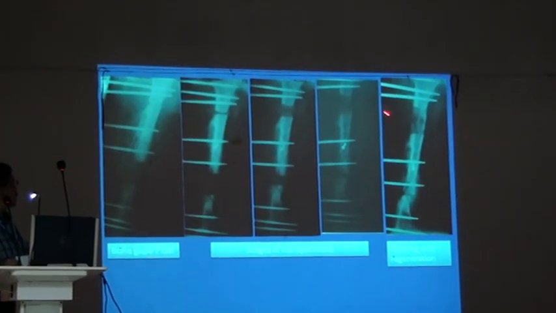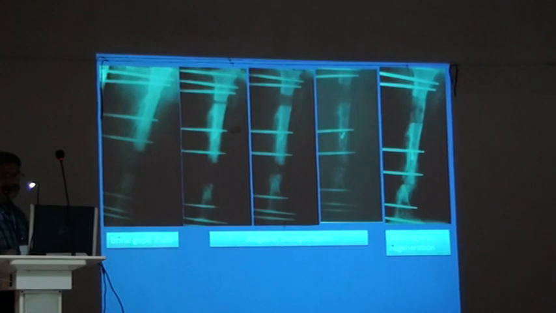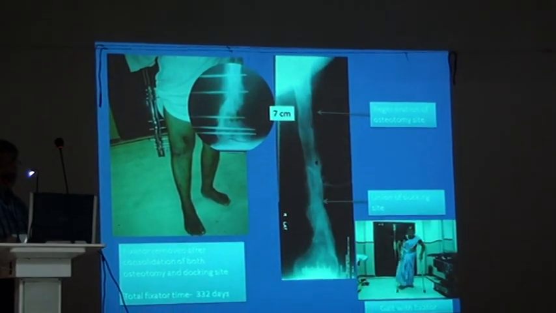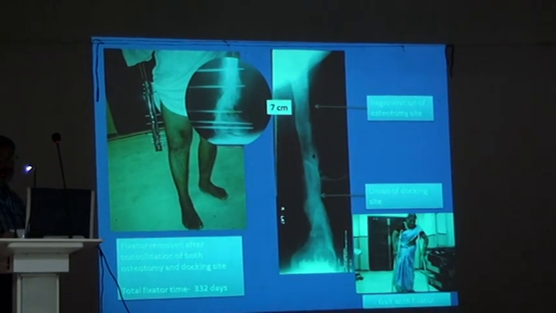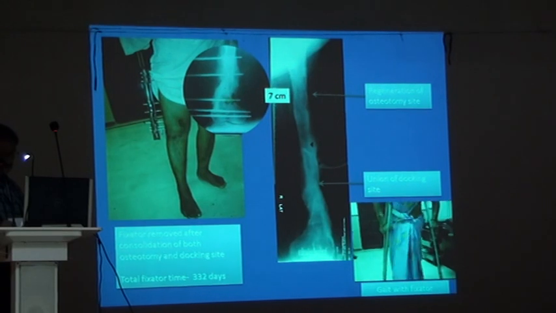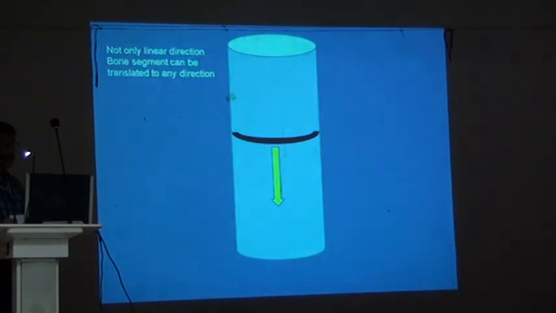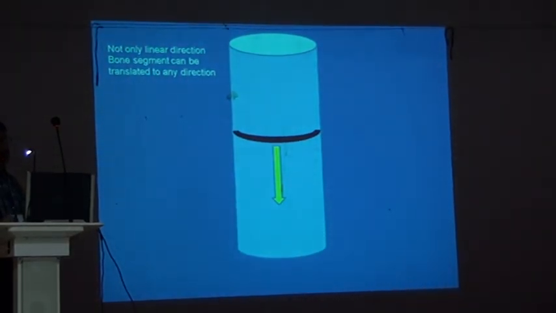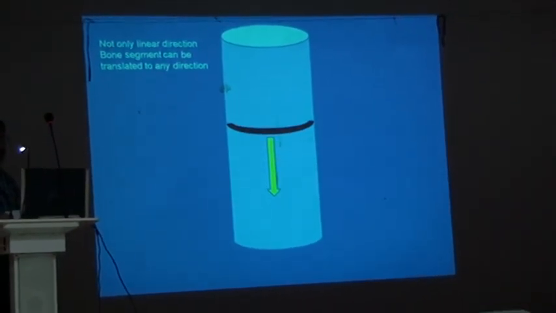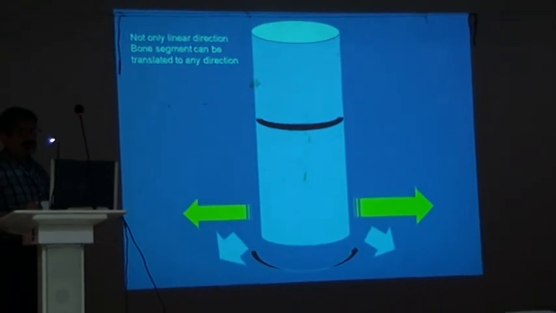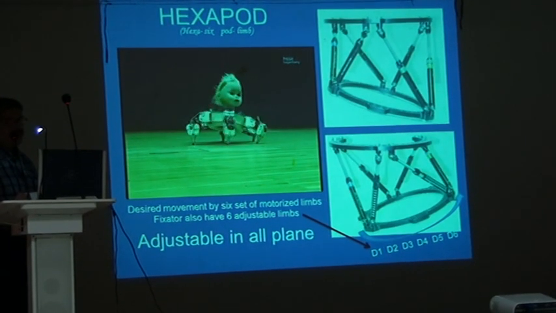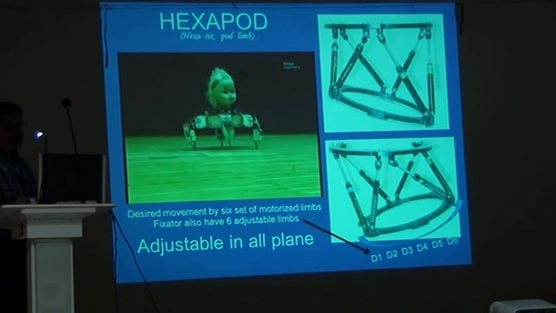We transported the segment, and 7 centimeter gap has been filled up, and there is regeneration of osteotomy. Both union and docking sites are consolidated. Now, not only linear direction, bone segments can be translated to any direction. So for this, we require a special type of fixator which is known as hexapod.